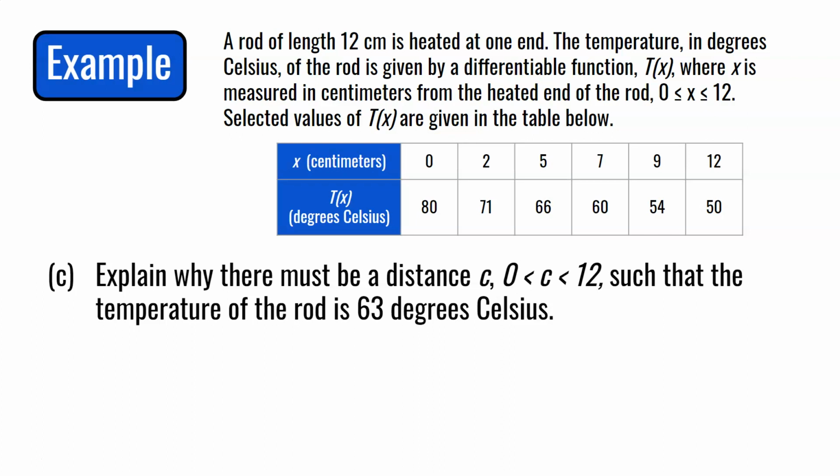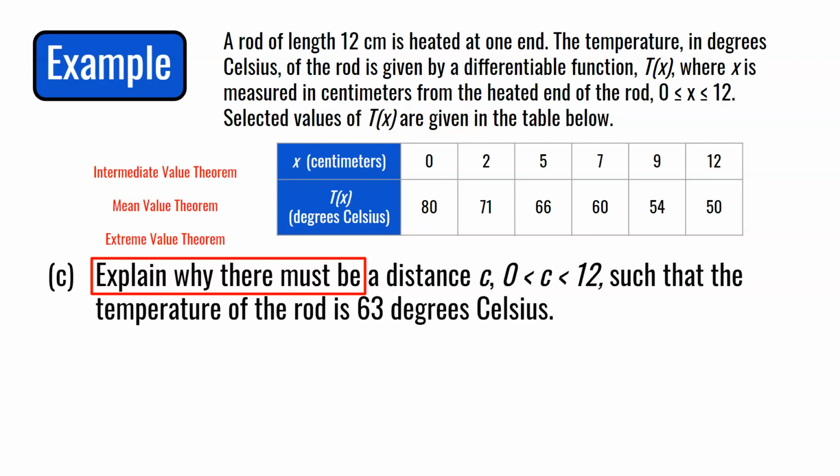In part C, we are asked to explain why there must be a distance on the open interval from 0 to 12 such that the temperature of the rod is 63 degrees Celsius. The first thing that I notice is that the beginning of this question indicates to me that I am going to use one of the existence theorems that we are going to learn in calculus. In calculus, we are going to learn about three existence theorems: the intermediate value theorem, the mean value theorem, and the extreme value theorem. The question is, which of the theorems are we going to utilize in order to explain why there must be a distance so that the temperature is 63 degrees Celsius?